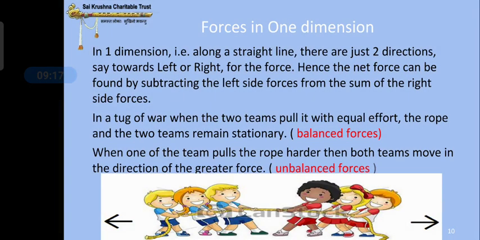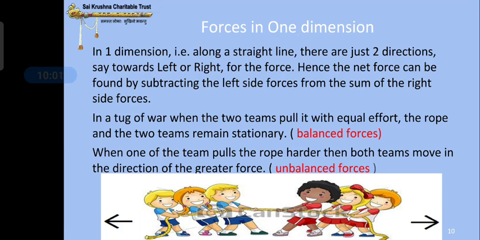Next comes the balanced force and unbalanced force. Balanced force means when you have the same force acting in opposite directions. Example, in a game of tug of war, when two teams pull with equal effort, the rope and the two teams remain stationary, which means they will not move. It is called balanced force, which means the forces on both sides are balanced, equal force is being applied in both directions. Hence it is balanced force, and in such a case the objects will not move.